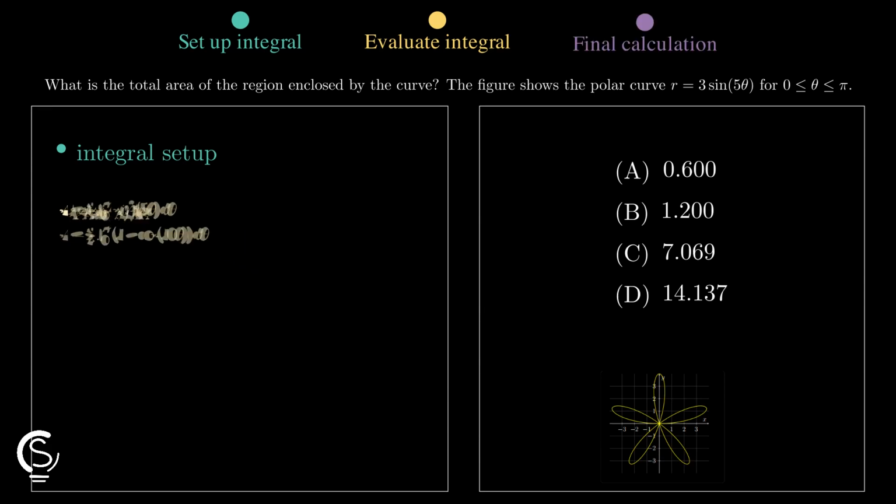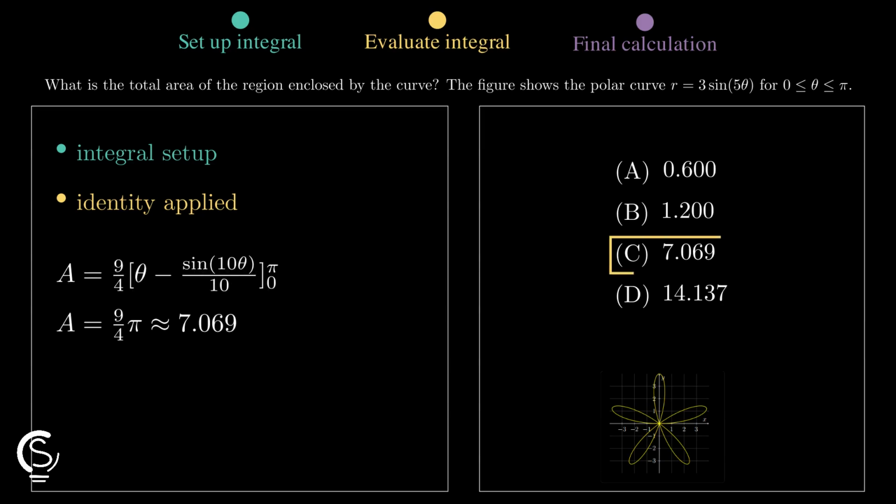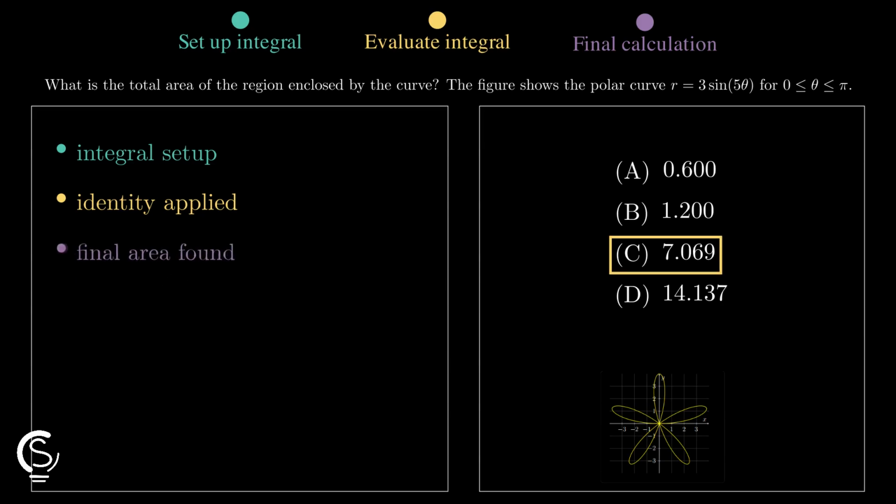Integrate the expression to get 9/4 pi. Calculating this value gives us approximately 7.069, which perfectly matches our target option. You got this! Let's go!